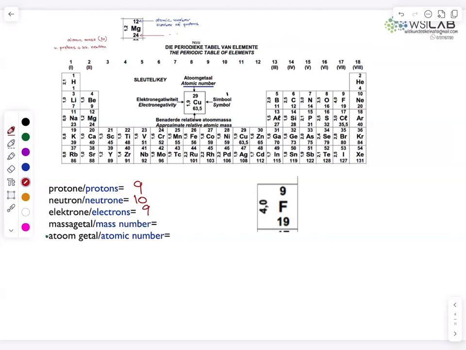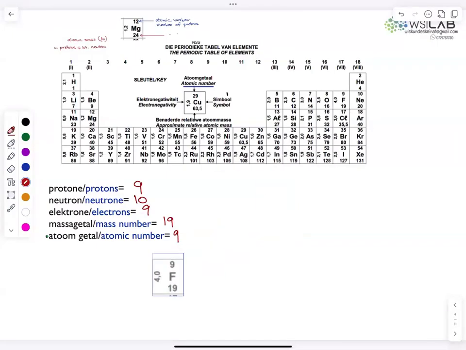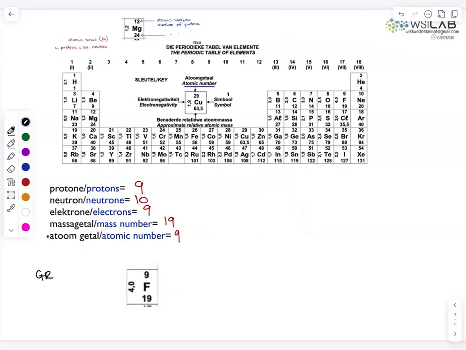Yeah. What is the mass number or the relative atomic mass? 19. Okay. And the atomic number? 9. Very good. Okay. Now, what we're going to do, I am going to look at fluorine and ask you, I want to know in what group is this and in what period is this element?